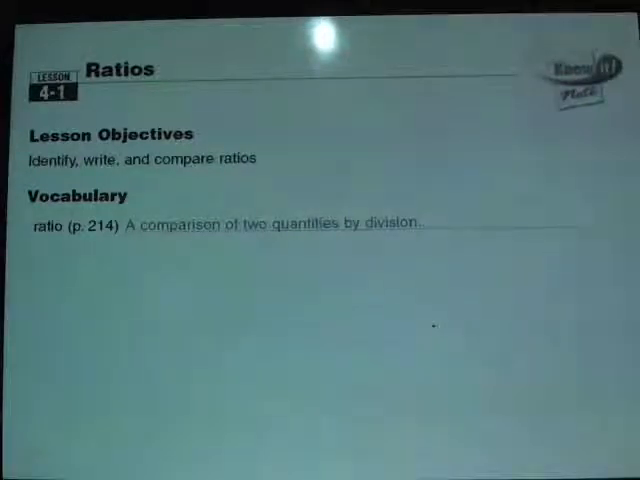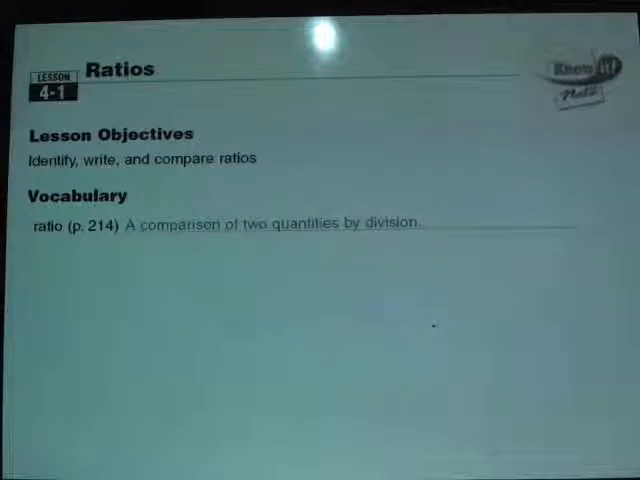Okay, so let's discuss where we've been and where we're going here. We just finished up dealing with fractions, adding, subtracting, multiplying, and dividing at the end of the last unit. And now all of a sudden we're on to this new topic called ratios. What is a ratio? A ratio is a comparison of two quantities by division.